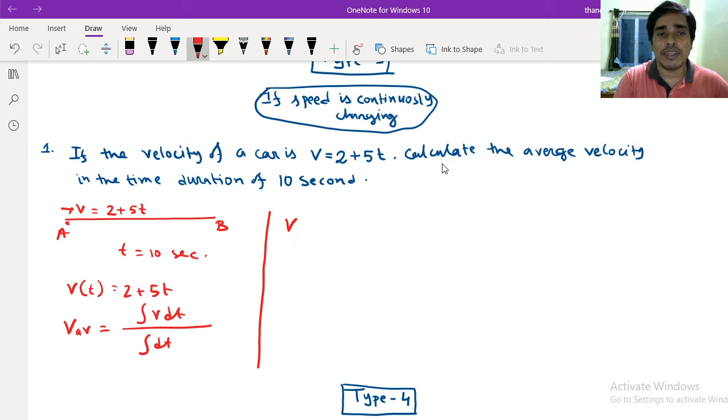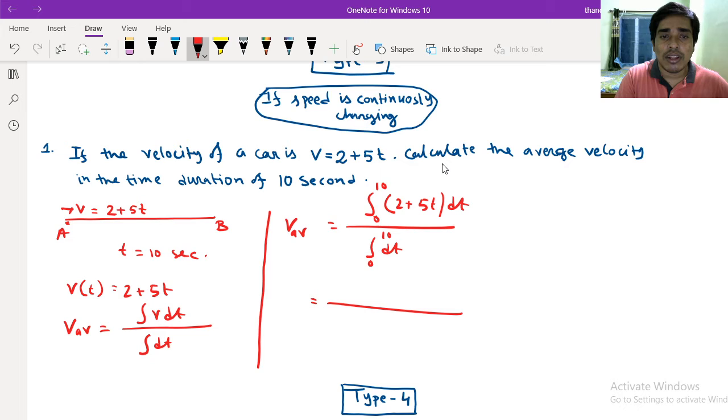So the average speed for 10 seconds, that means from 0 to 10, will be the integral of v equals 2 plus 5t into dt, divided by the integral of dt from 0 to 10. So it will be 2t plus 5t square by 2, with lower limit 0 and upper limit 10, divided by the total t.